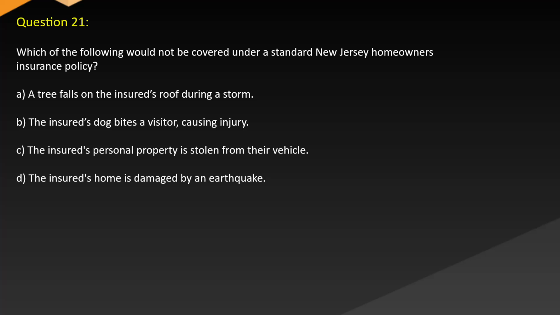Question 21. Which of the following would not be covered under a standard New Jersey homeowners insurance policy? A. A tree falls on the insured's roof during a storm. B. The insured's dog bites a visitor, causing injury. C. The insured's personal property is stolen from their vehicle. D. The insured's home is damaged by an earthquake.